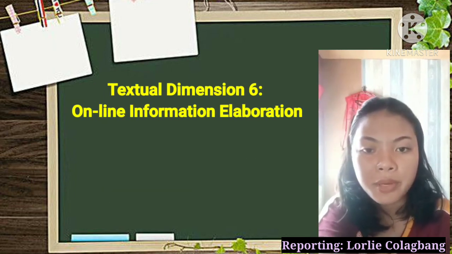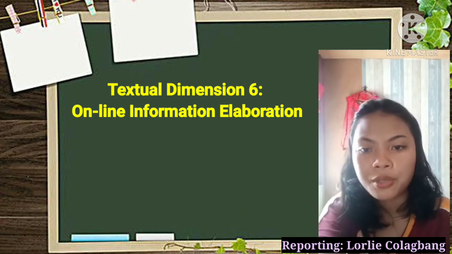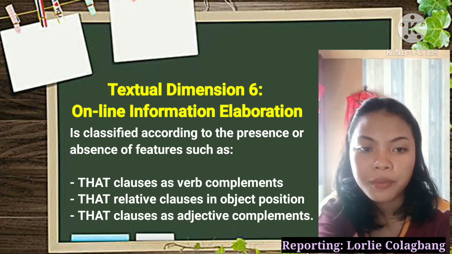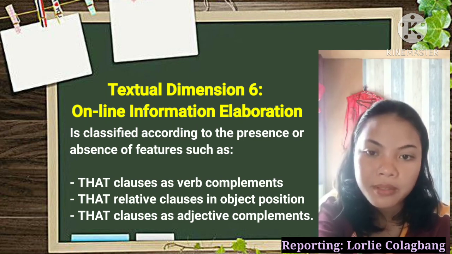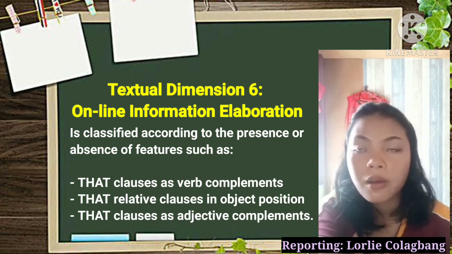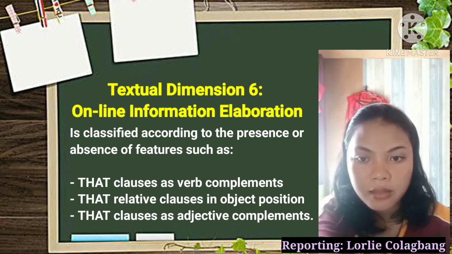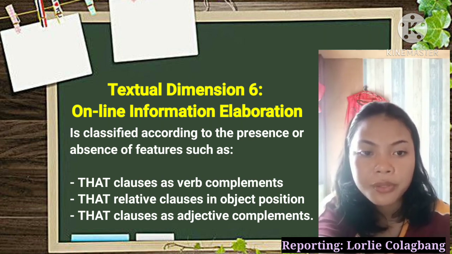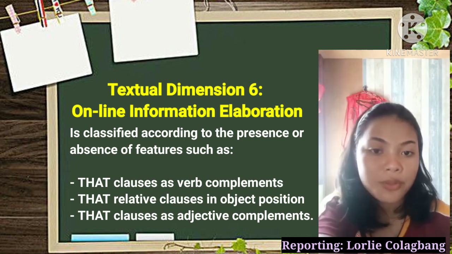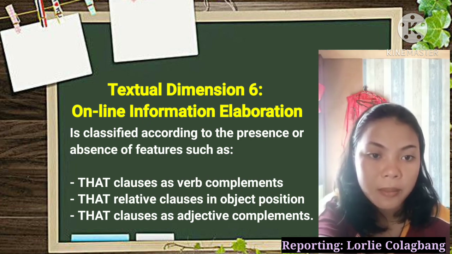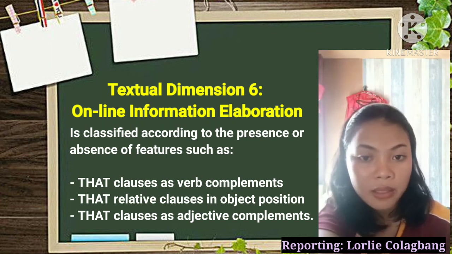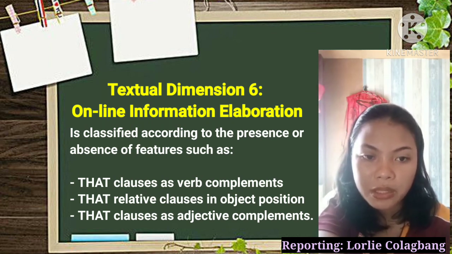Dimension 6, online information elaboration. It is classified according to the presence or absence of features such as that clauses as verb complements, that relative clauses in object position, and that clauses as adjective complements. The texts in the ELC are largely produced under real-time constraints, so participants tend to overcome this constraint by backtracking, making impromptu clarifications, and adding information in sequence which is not strictly thematic.